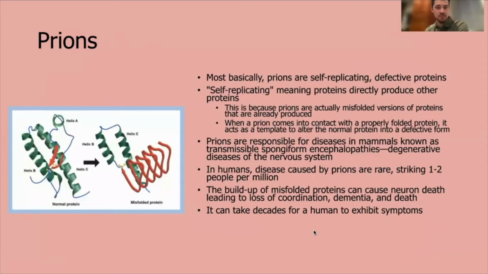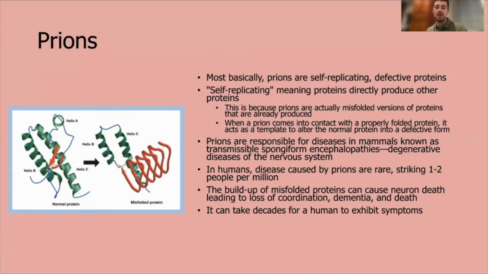We also have prions, and those are basically just self-replicating defective proteins. Self-replicating means that proteins are directly producing other proteins. And again, you can probably see a theme with these microscopic infectious agents: they're really not following the central dogma we've always been taught, how DNA goes to RNA goes to protein. In this case, proteins are self-replicating themselves.